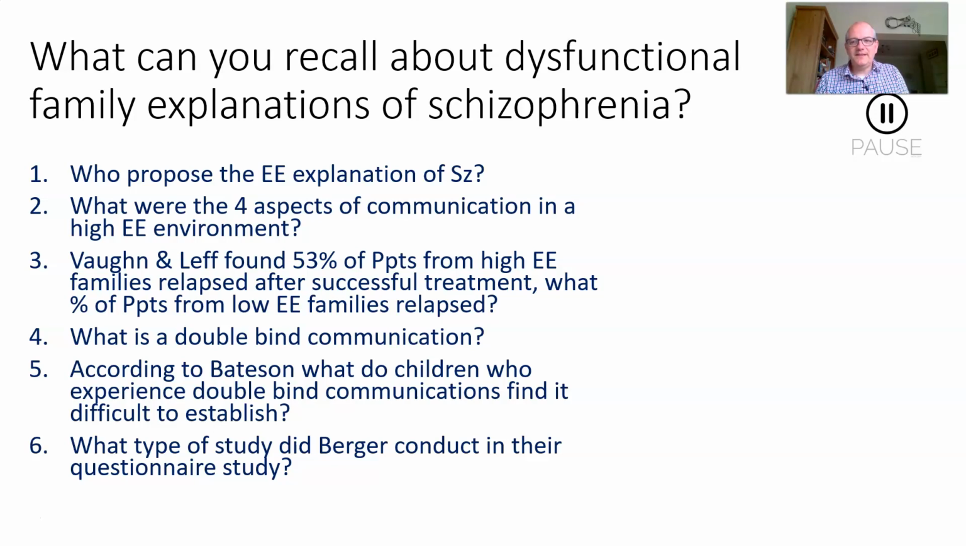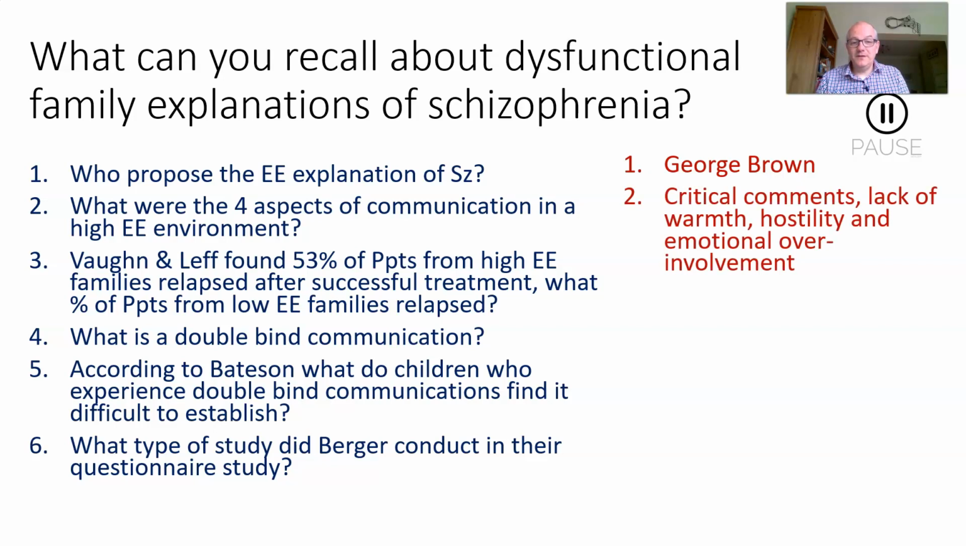Right. So let's have a look. Who proposed EE? Of course, it was the British psychologist George Brown. Just in case you're interested, he trained at the Maudsley Hospital, which was a sister hospital to Bethlehem, where we went on our visit for our psychology trip. The 4 aspects: communication, I remember, our critical comments, lack of warmth, hostility and emotional over-involvement, creating that negative environment with a high EE.